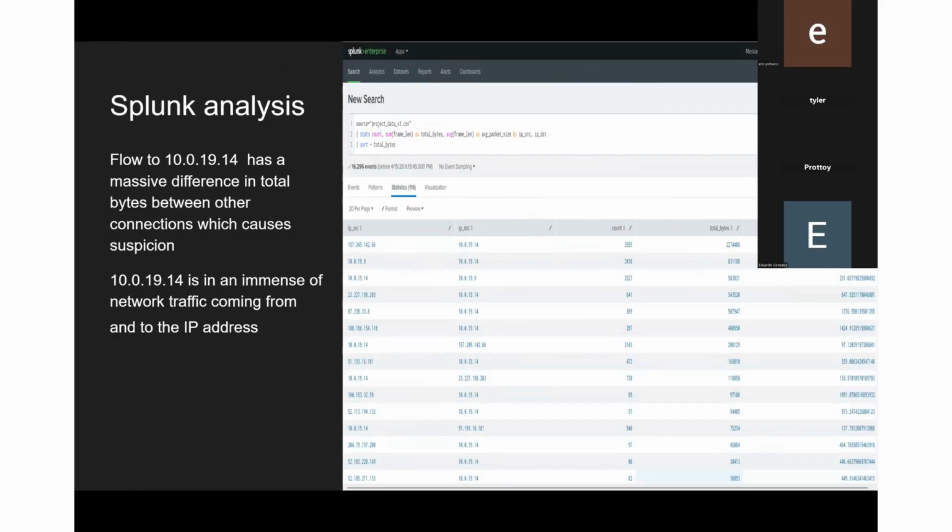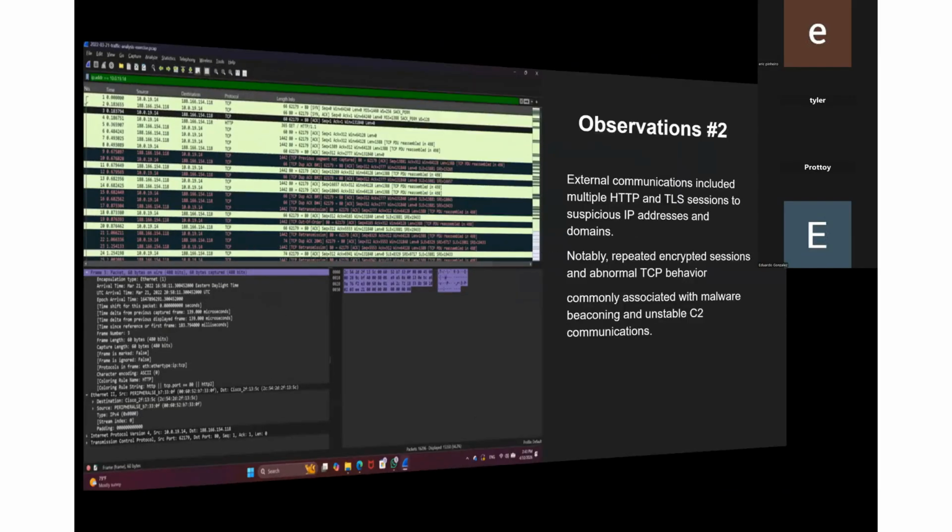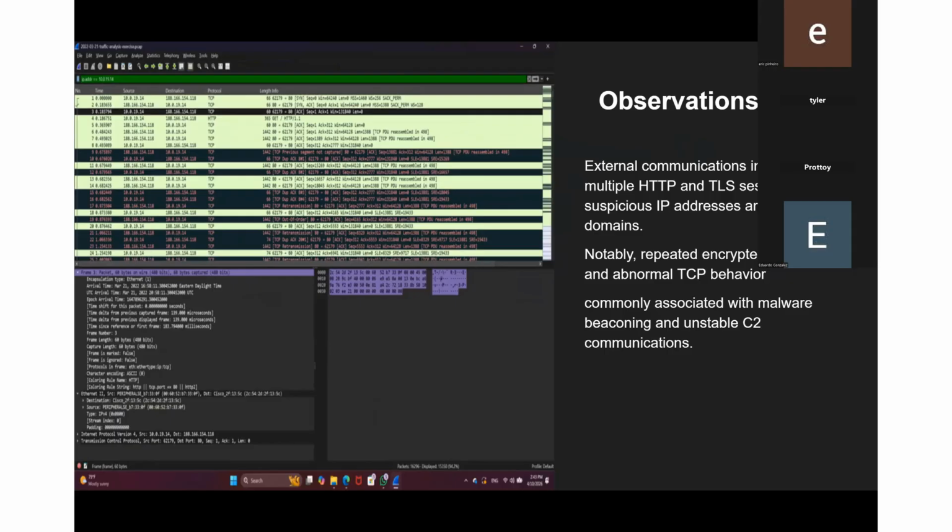Splunk analysis revealed a massive difference in total bytes for flow to the IP 10.0.19.14. This machine had an immense amount of network traffic coming from and to the IP address. Our first observation confirms that 10.0.19.14 generated the highest volume of internal and external traffic. We saw internal communications with the domain controller, including SMB and Kerberos authentication. Our second round of observations focused heavily on external communication. We noticed multiple HTTP and TLS sessions to suspicious IP addresses. These repeated encrypted sessions and abnormal TCP behavior are commonly associated with unstable command and control communications.